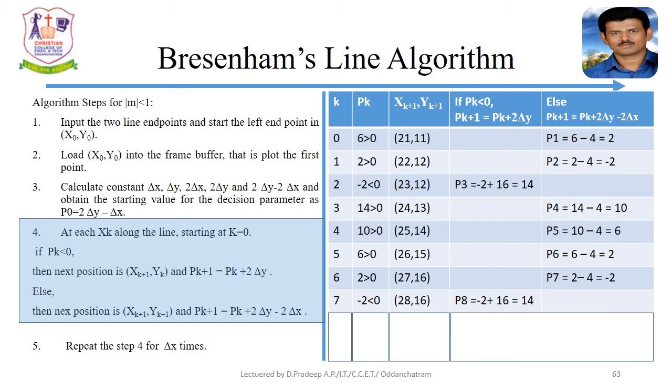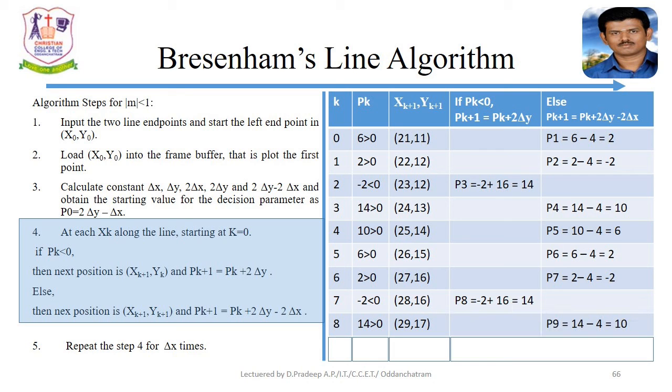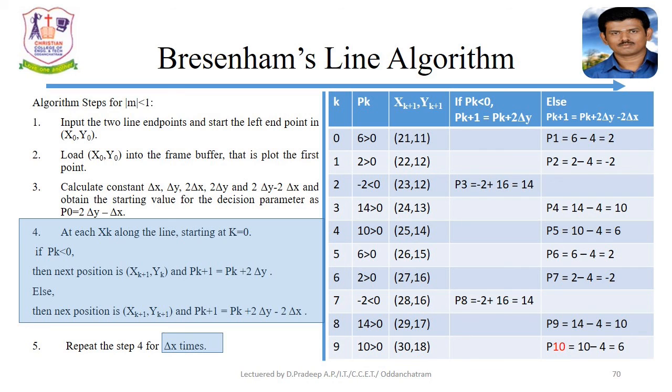and the next decision parameter p8 equal to 14, so the 14 is greater than 0, so x and y values both are incremented by 1, so 29 comma 17 is the next position, and the next decision parameter p9 is calculated as 10, so it is greater than 0, so the x and y values are incremented by 1, so 30 comma 18. So this is the last endpoint of the line.